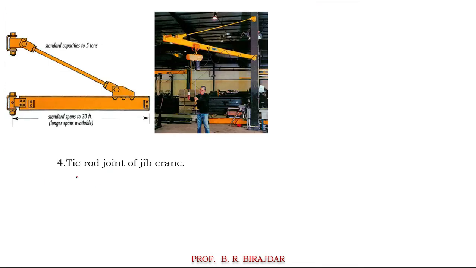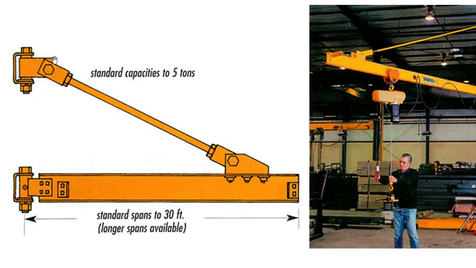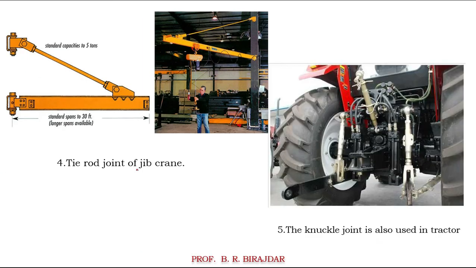Then the tie rod in the jib crane, right? So if you see here, this is what we are using. This is the fork end, the eye end, and with the help of this pin we are joining. Again here we are using the same joint, and in the same crane we are using it in the application, right? So here is the knuckle joint, and here again a knuckle joint. So these are a few applications where we are using the knuckle joint.